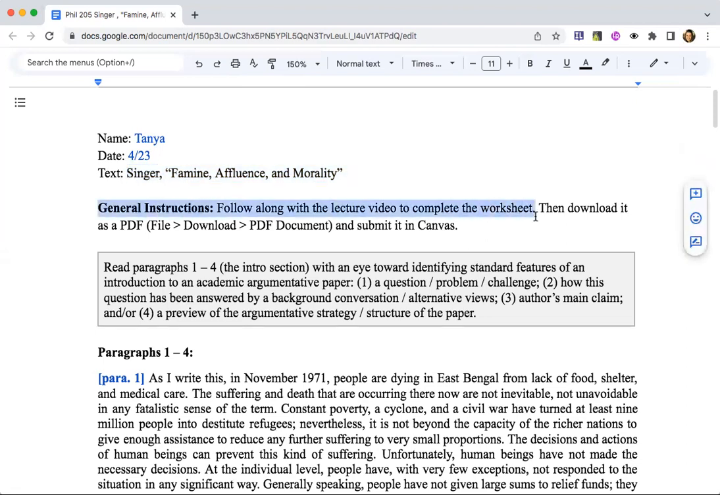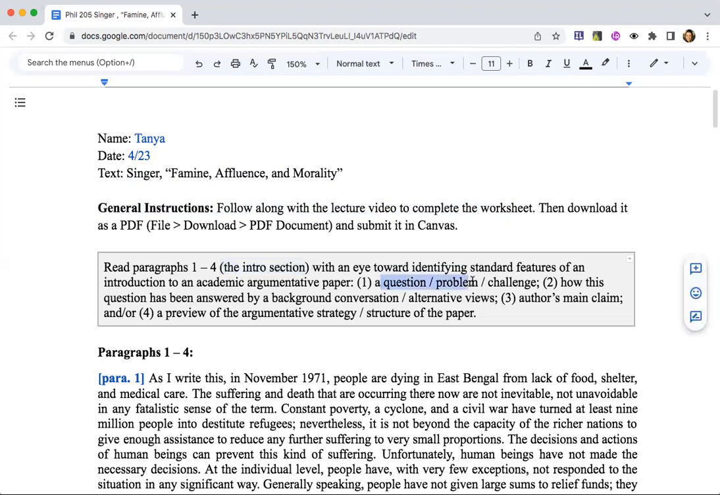Okay, so follow along, complete the worksheet that you should have made a copy of as we go, and then when you're done, you'll download it as a PDF and you'll submit it in Canvas. We're going to start by reading the first 4 paragraphs, which I have labeled as the intro section. It's not an intro paragraph, but a section, because the paper is longer and sometimes it makes sense to break things up into paragraphs. What makes it an intro is the function that it plays, which is to introduce a guiding question and an answer to it.